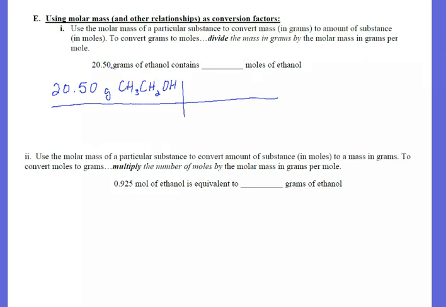So if you wanted to see how many moles, if you had this many grams of ethanol, how many moles that would contribute to a chemical reaction, then we divide the mass by the molar mass of ethanol, which we just figured out was 46.07 grams of CH3CH2OH, and that's per 1 mole of CH3CH2OH.